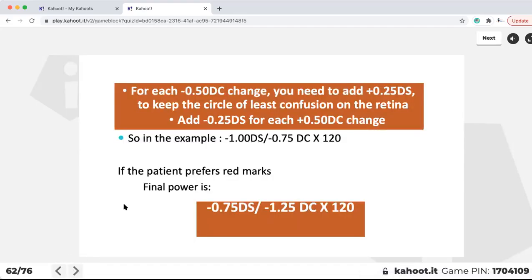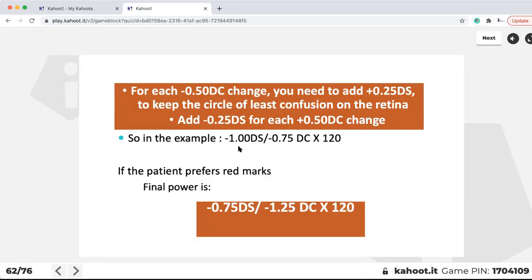And also we mentioned before that if we are changing the cylinder, for each minus 0.5 diopter change in the cylinder, we need to add plus 0.25 diopter sphere, so that we keep the circle of least confusion on the retina. Because if we didn't do the spherical compensation, then the circle of least confusion will not be on the retina and the refraction of the patient will not be correct.